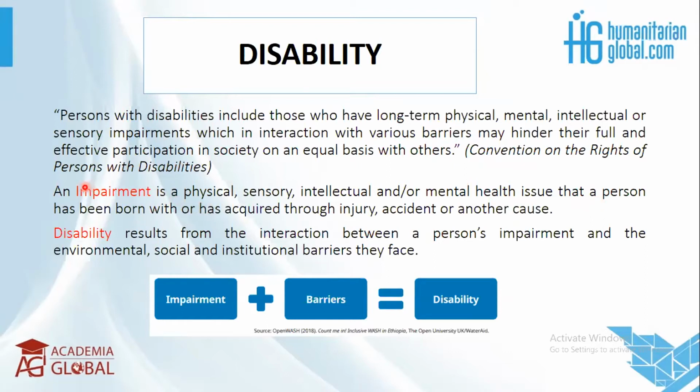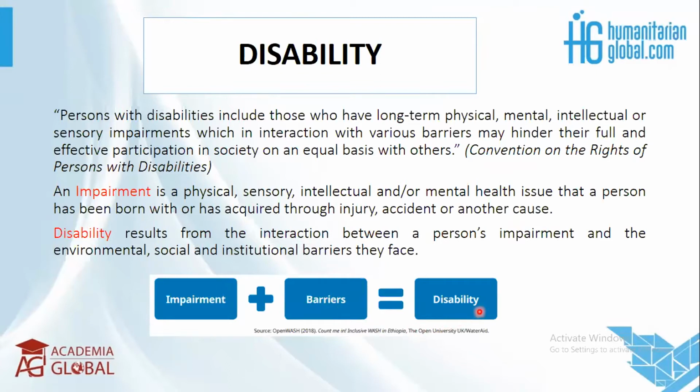So when someone has a physical impairment or a sensory impairment, maybe they're not able to hear, or maybe they're not able to see, that's an impairment. But a disability is a result of something. So disability results from the interaction between the impairment and the barrier. The barriers that we'll talk about later are environmental barriers, social barriers, and institutional barriers. So when an impairment interacts with a barrier, that's when we get what we call a disability.